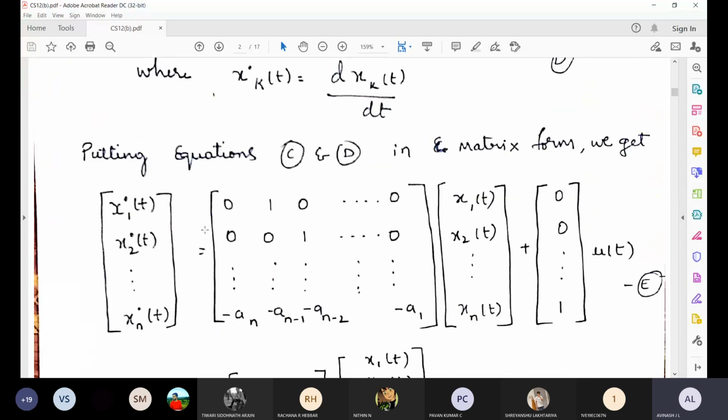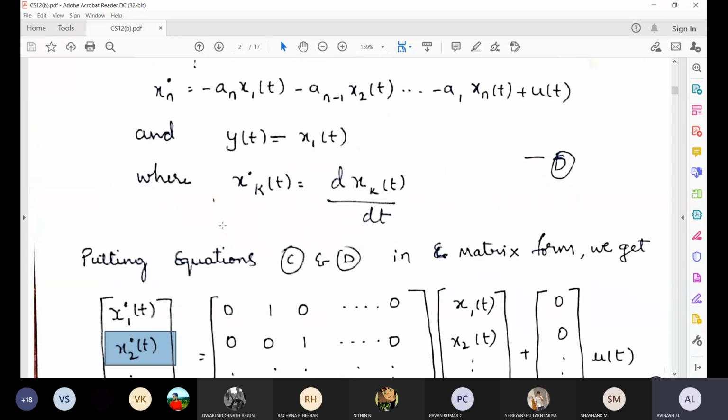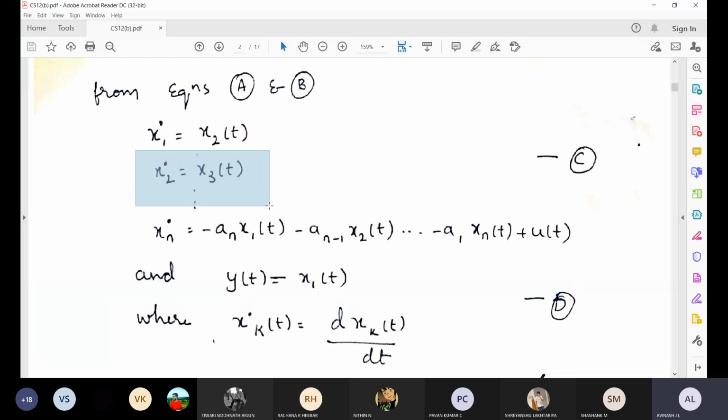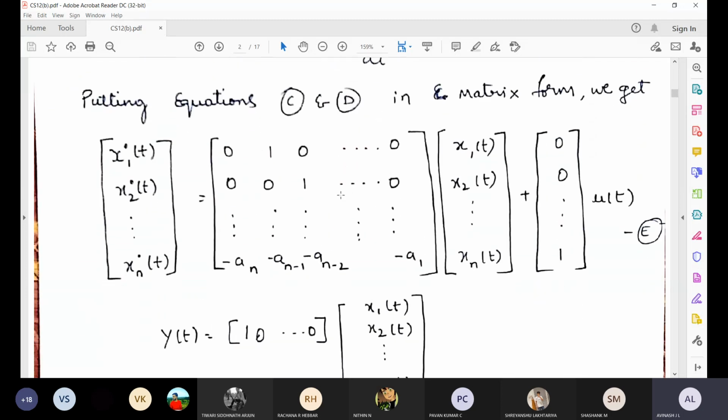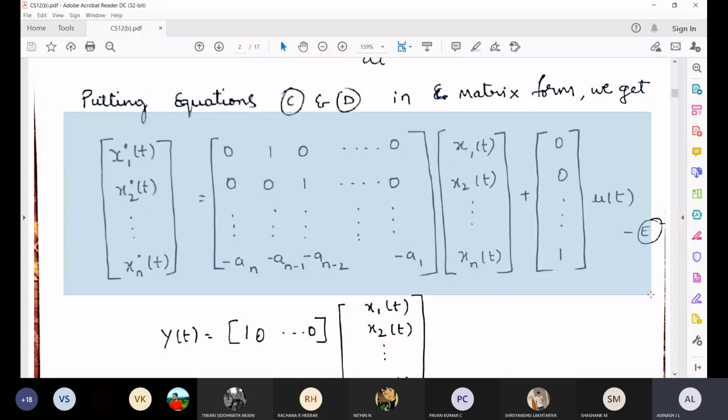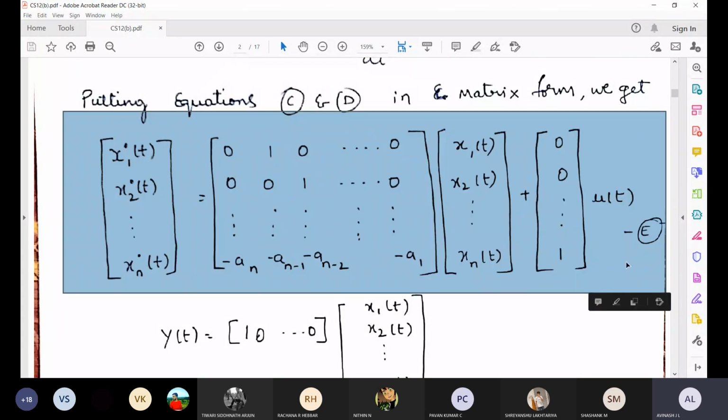Similarly, x2 cap of t will be equal to what? 0 into x1 of t plus 0 into x2 of t plus 1 into x3 of t plus 0 into all the rest. So it is left with 1 into x3 of t, which equals x3 of t. So like that for x2 cap of t, x3 of t is already there. The same thing we have kept in the matrix format. In that particular case we complete this equation, plus u of t.